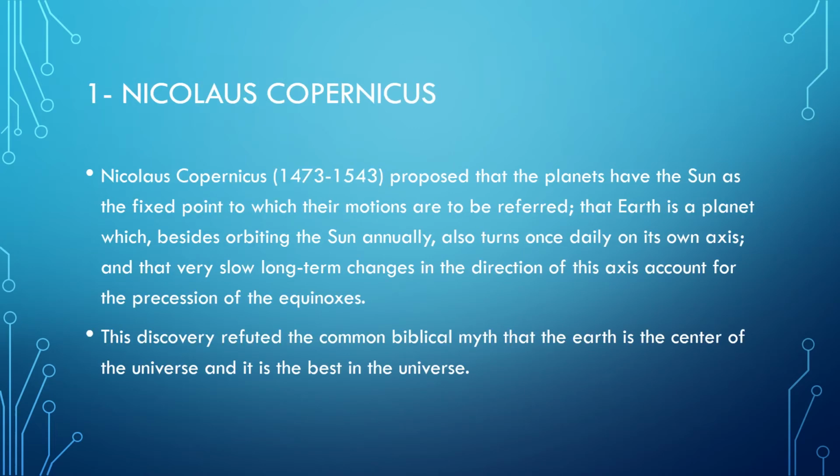Number one, Nicolaus Copernicus. Copernicus, born in 1473 and died in 1543, proposed that the planets have the sun as the fixed point to which their motions are to be referred, that Earth is a planet which, besides orbiting the sun annually, also turns once daily on its own axis, and that very slow long-term changes in the direction of this axis account for the precession of the equinox.